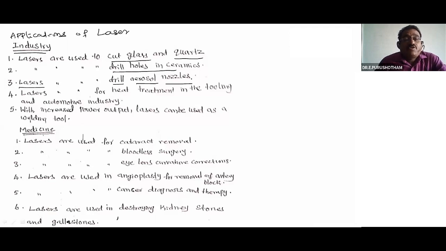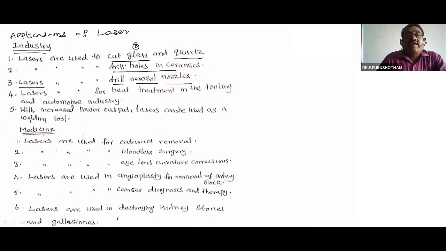So with increased power output, lasers can be used as welding tools. Simply you can write, lasers are used in welding tools. Simply you write, lasers are used to cut the glass and quartz. So lasers are used to drill holes in ceramics. Up to here you can write three applications.